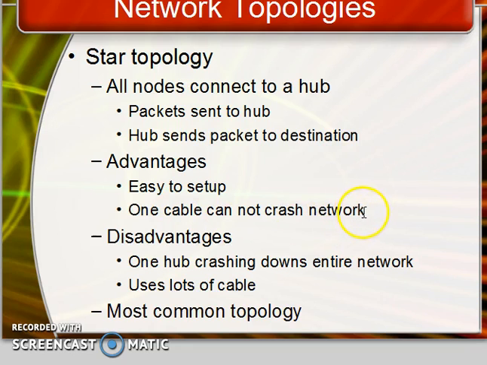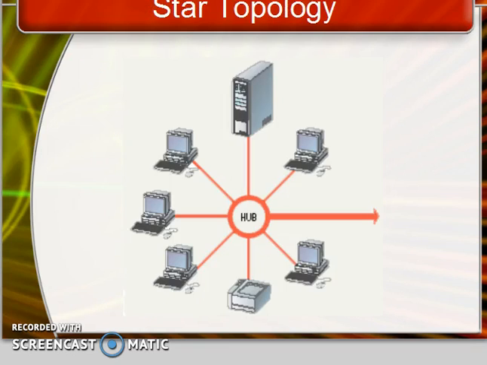But here the advantage is that one cable cannot crash the network. The disadvantage is that one hub crashing brings down the entire network. If your hub crashes, your entire network goes down, and lots of cabling is used, which makes it costlier than bus topology. It is the most common topology people are using nowadays. This is the hub, and all the systems are connected to this hub. If this hub is down, then all the connected nodes are down.